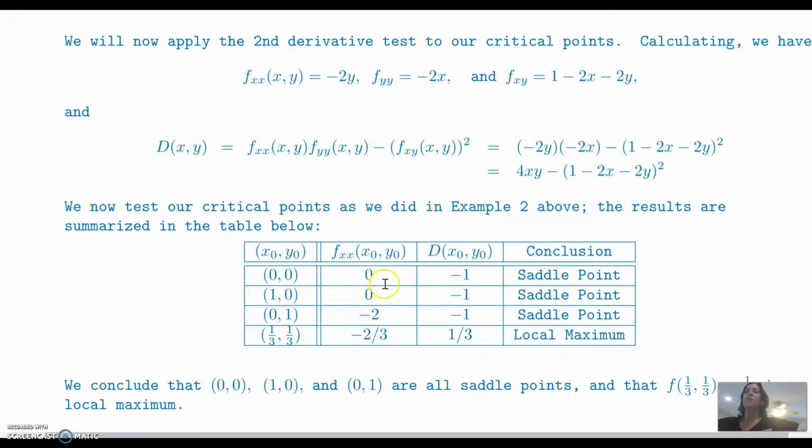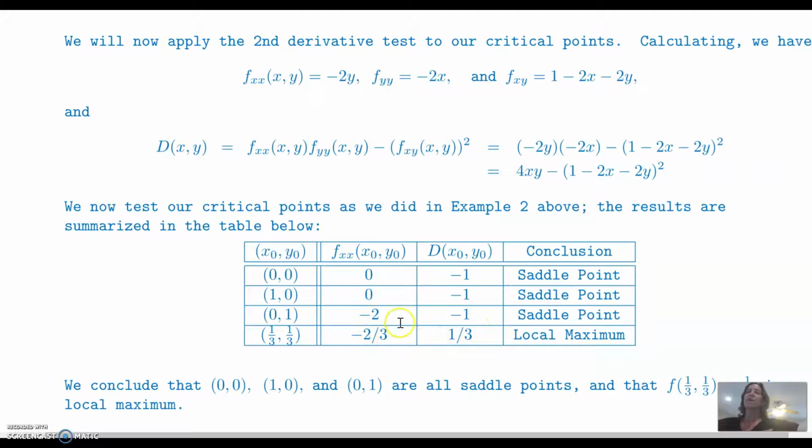So in this case, plugging in 0, 0 gives us negative, a saddle point. 1, 0 makes the discriminant negative, I get a saddle point. 0, 1, I get the discriminant is negative 1, again a saddle point. 1/3, 1/3, the discriminant is positive, which means it's a max or a min.